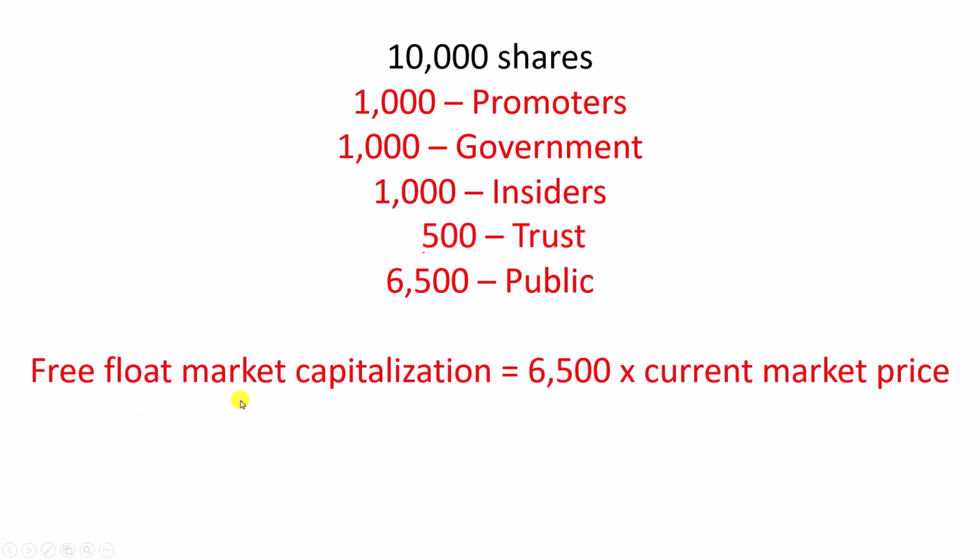So free float market capitalization is equal to the number of shares available to the public, or being held by the public, or being traded by the public, into current market price. So let us assume that the current market price is 100 itself. So 6,500 into 100 gives you this value, and this is the free float market capitalization of company ABC.